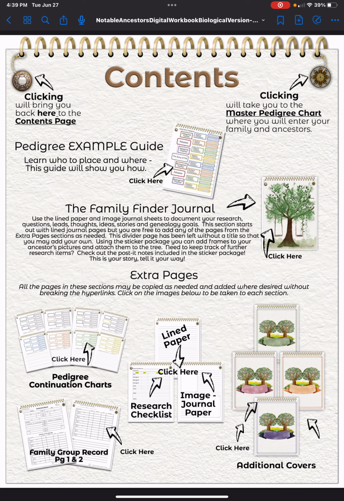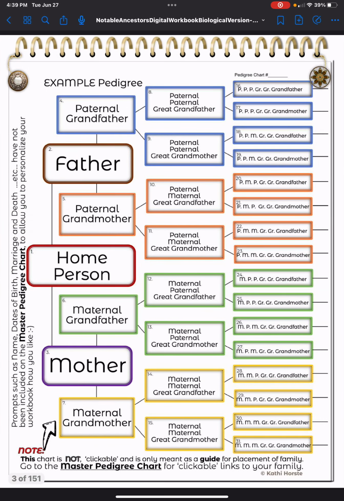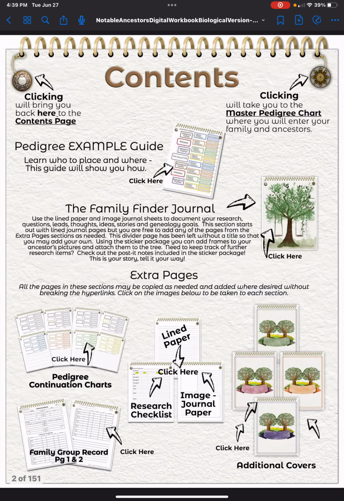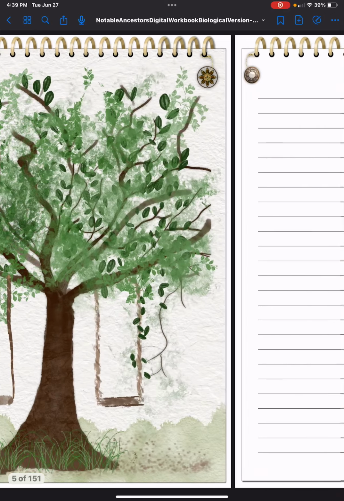Now you can see that if you tap the picture that says Pedigree Example Guide, it will take me to an example of how to set up my pedigree. I'm going to go back. Next, we have a Family Finder Journal. If I select that picture where the arrows are pointing, it takes me here.